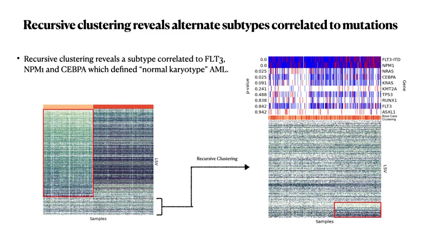Next, we recursively clustered the data using only splicing events not included in the tile after each recursive step to discover alternate signals that may correlate with other subtype definitions. In the first step, we discovered a tile containing splicing events which correlated with mutations in FLT3, NPM1, and CEBPA. This is known as the normal karyotype AML subtype. Notably, this clustering is very different from the base case clustering, suggesting that our discovered subtype is splicing driven.